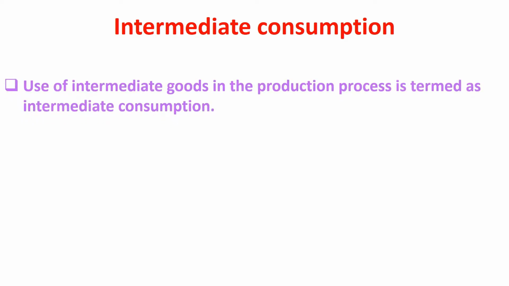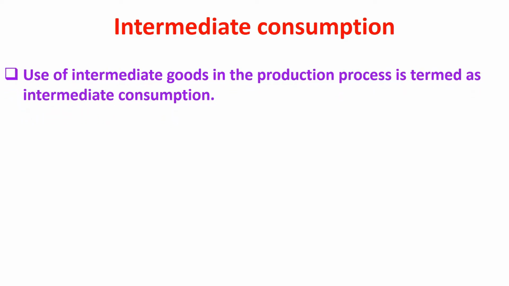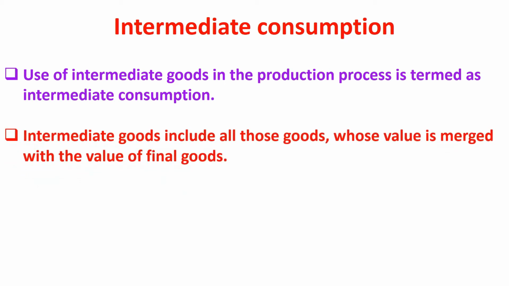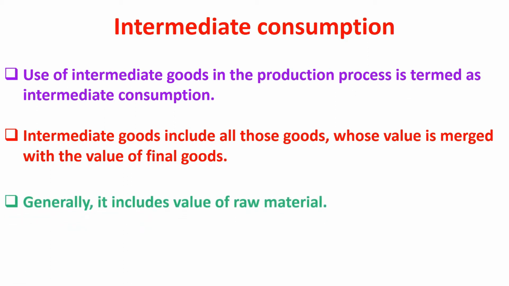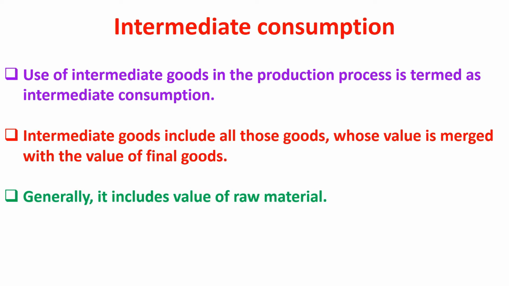Intermediate consumption. Use of intermediate goods in the production process is termed as intermediate consumption. Intermediate goods include all those goods whose value is merged with the value of final goods. Generally, it includes value of raw material. Remember one thing, that any machinery purchased for making products is not an intermediate good, as its value will not be included in the value of intermediate consumption. It is called investment.